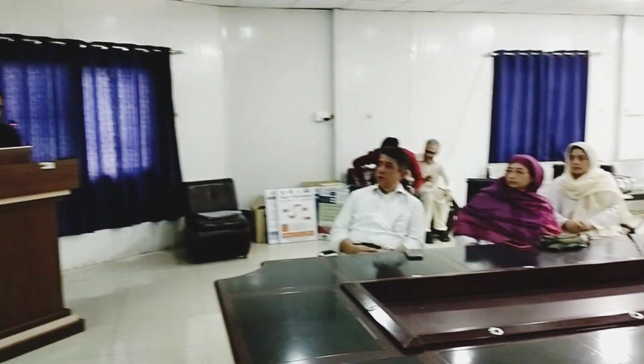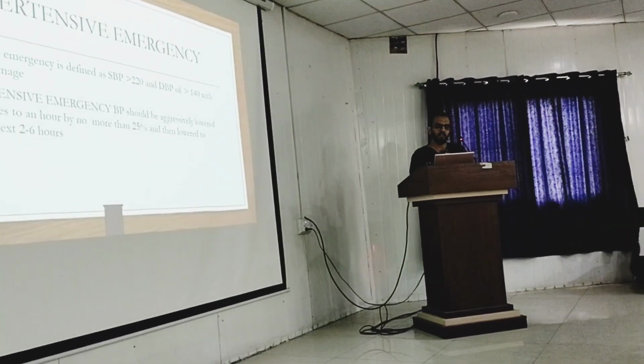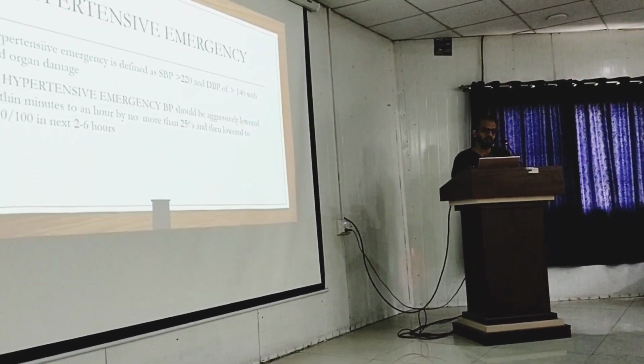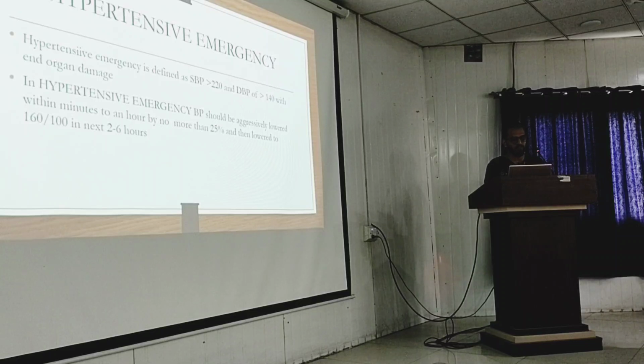On the other hand, we have hypertensive emergency, which is defined as systolic blood pressure of more than 220 and diastolic blood pressure of 140 millimeters of mercury with organ damage. In hypertensive emergency, blood pressure should be aggressively lowered within minutes to an hour by no more than 25%, and then lowered to 160 by 100 in the next 2 to 6 hours.